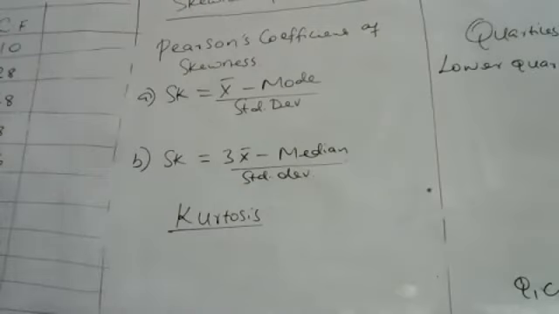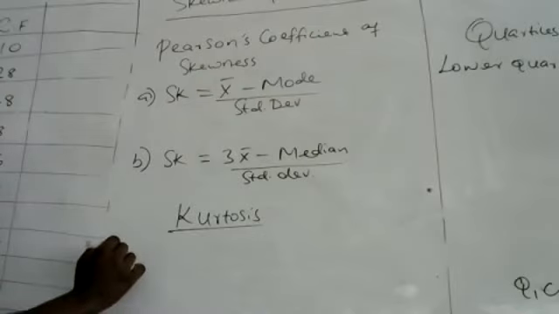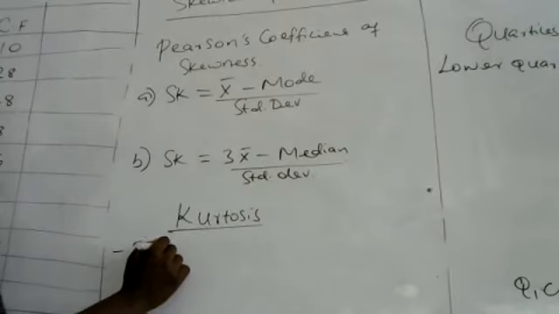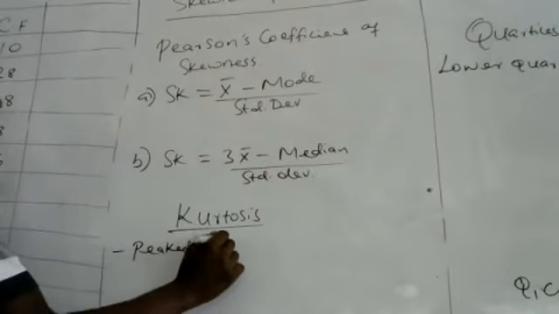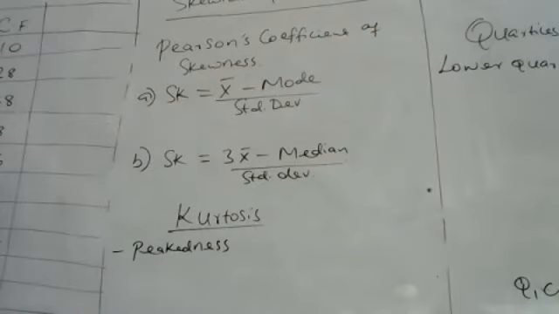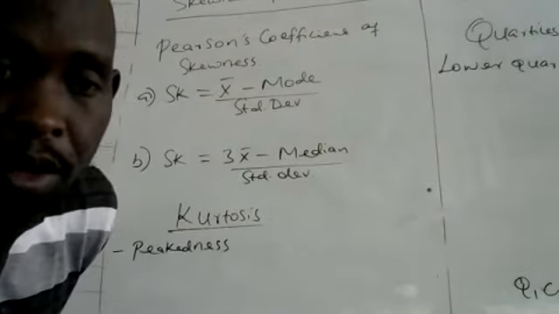Then we briefly talk about kurtosis. Then you say that it is the peakedness of a distribution. Just a minute.